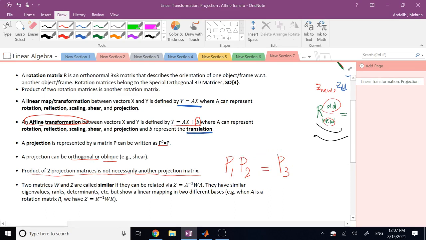Finally, the last thing we have is called similarity transform or similar matrices. Two matrices W and Z are called similar if you can relate W to Z by pre-multiplying it by a matrix like A inverse, and then post-multiplying it by A itself. So pre-multiply by A inverse, post-multiply by A, that goes from W to Z, then we call them similar. Why do we call them similar? Because they have similar characteristics like eigenvalues, ranks, determinants, and so on. Their components, their entries are going to look different, but not their important characteristic values.